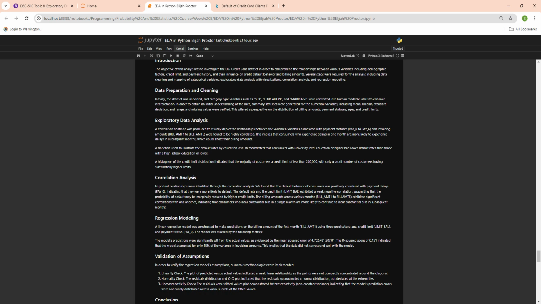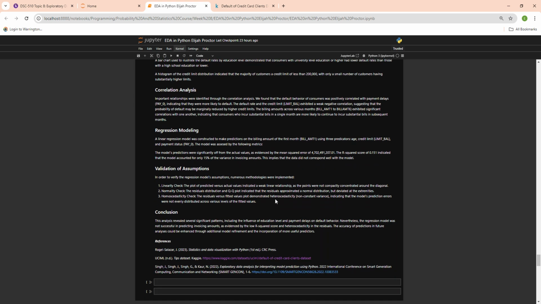We also built out a linear regression model to predict billing amounts based on age, credit limit, and payment history. But our model had a low accuracy, which means that it did not explain the data well. Additionally, we checked the assumptions of the model and we found some issues like uneven prediction errors. So overall, while we found useful insights about the data, improving the model would probably lead to better predictions in the future. So that is our EDA, our exploratory data analysis.